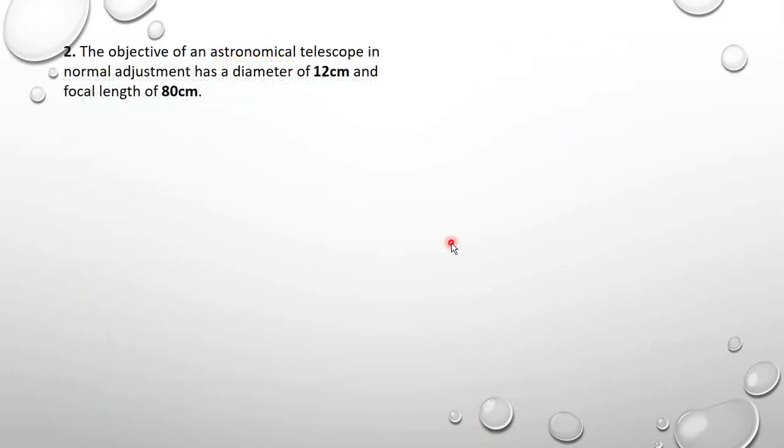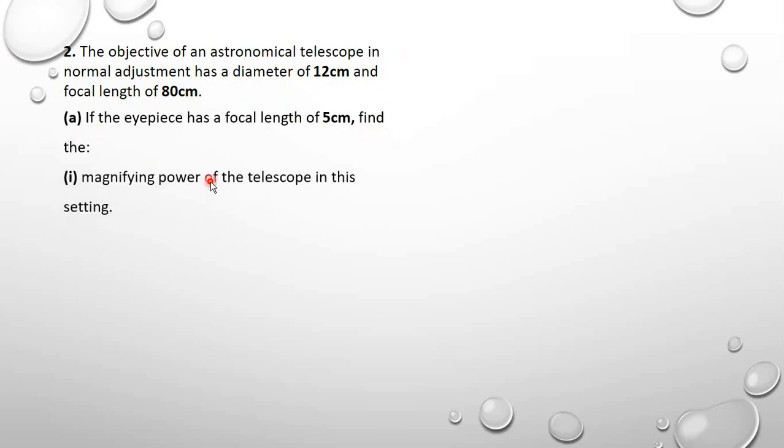Let's look at this question 2. The objective of an astronomical telescope in normal adjustment has a diameter of 12 and the focal length is 8 centimeters. If the eyepiece has a focal length of 5 centimeters, find, one, the magnifying power of the telescope in this setting, and then the position of the eye ring. So here we are going to apply the idea of the eye ring and also get the magnifying power.